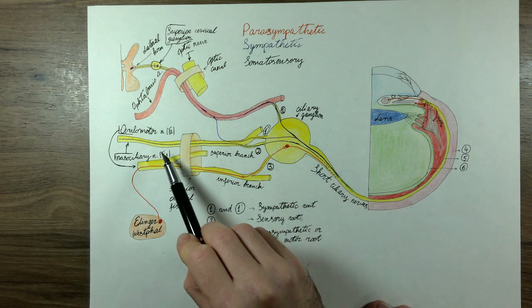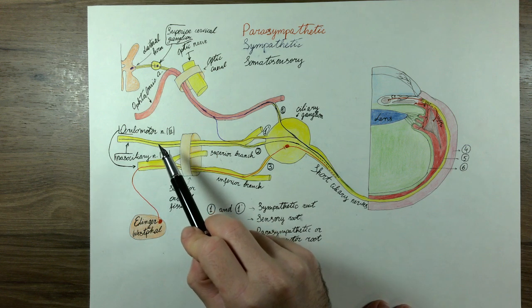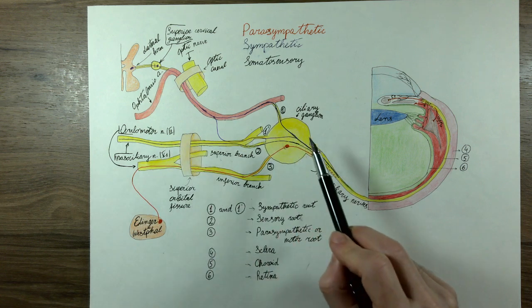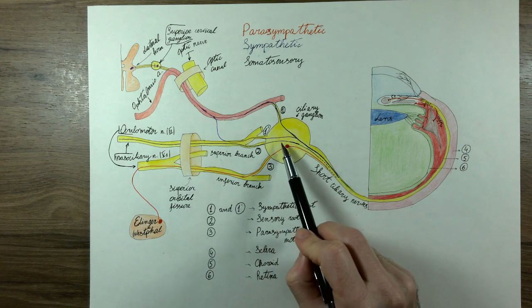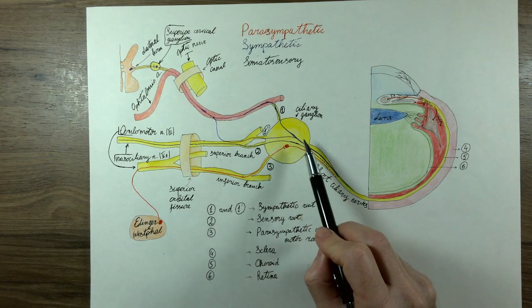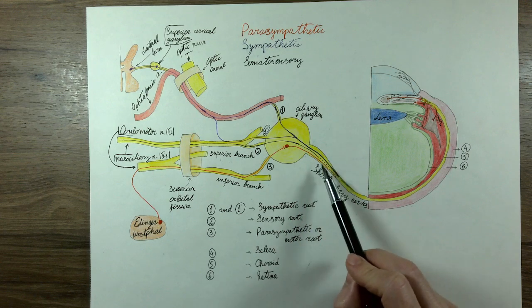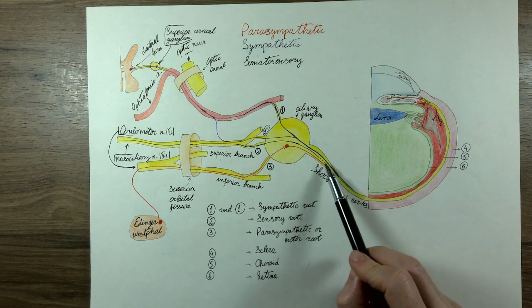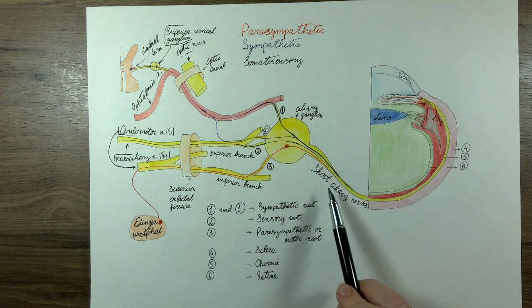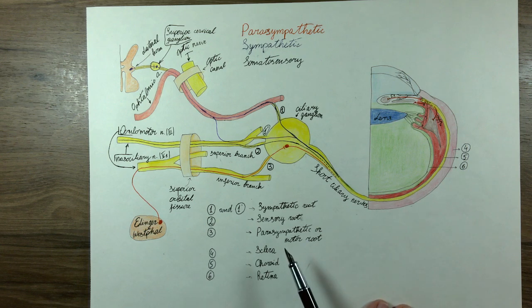The sensory fibers, on the other hand, would come from the nasociliary nerve, which is a part of the trigeminal nerve, and they would just cross the ganglion without synapsing. The sympathetic fibers would do a similar thing. They would just cross the ganglion without synapsing, and these three types of nerve fibers would make the short ciliary nerves that would travel in between the sclera and the choroid layer of the eye.